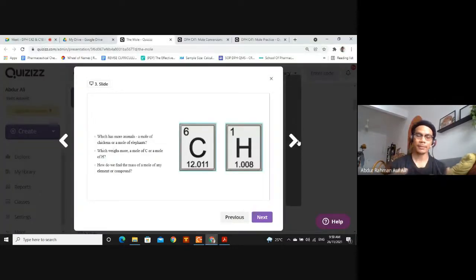So as a chemist, in chemistry, we perform calculations mainly dalam bahagian dalam level mole ni. It is the basis, the foundation, bahagian asas. So that's why it is important for you to understand.